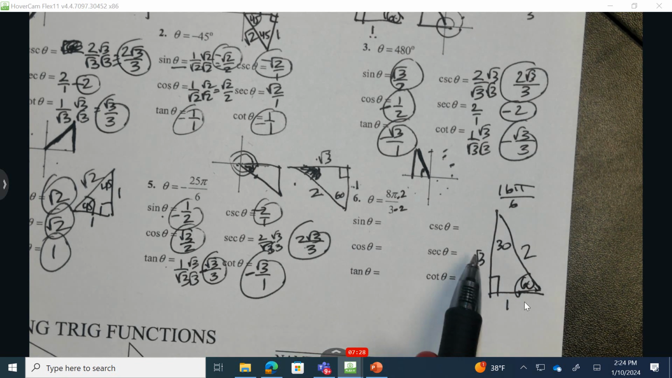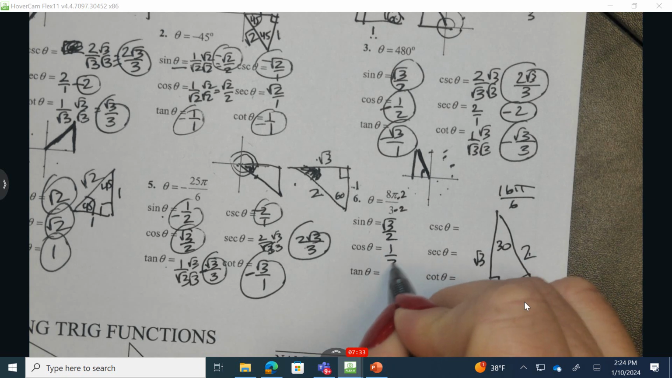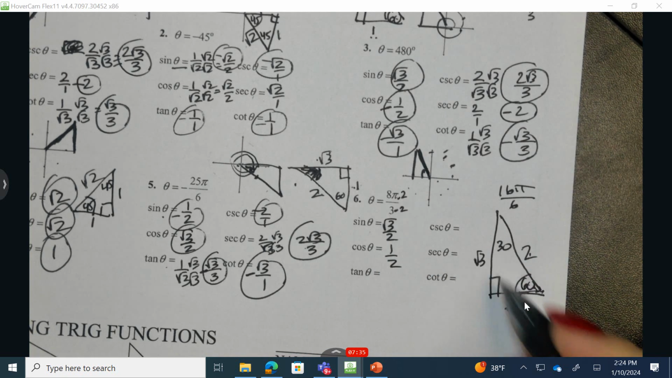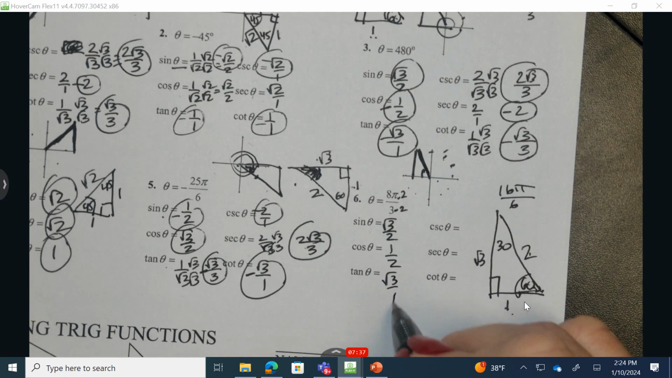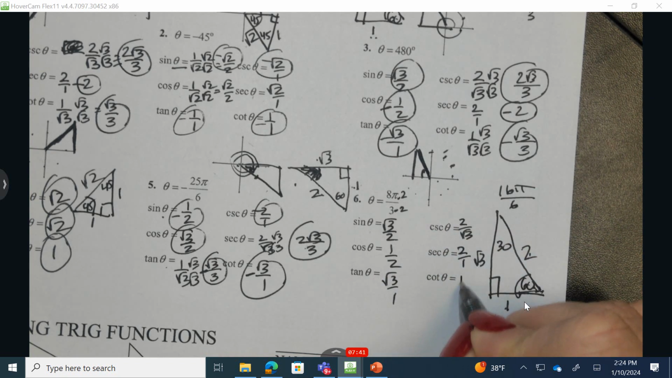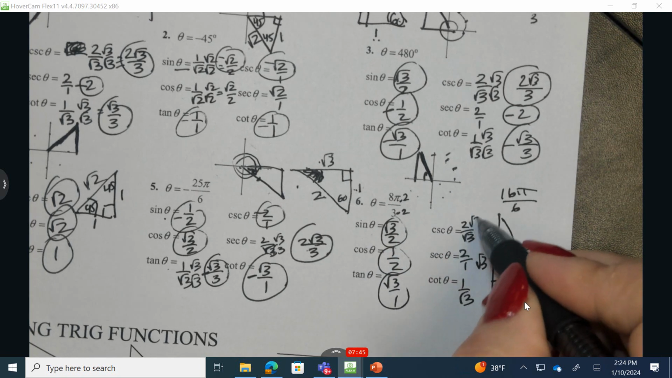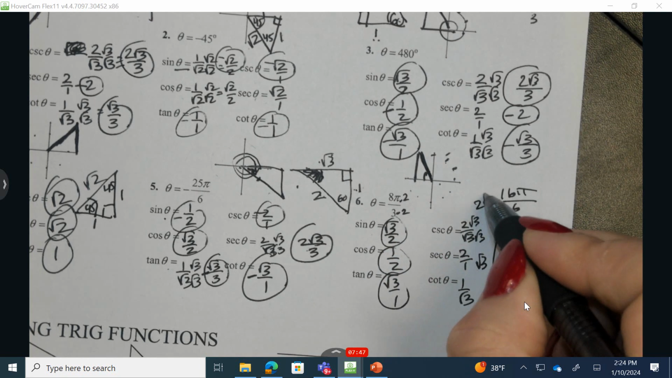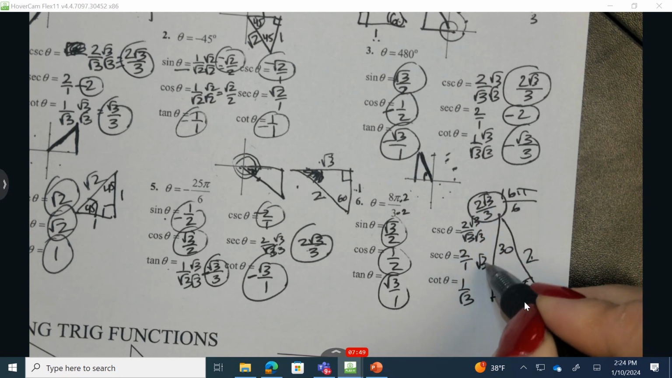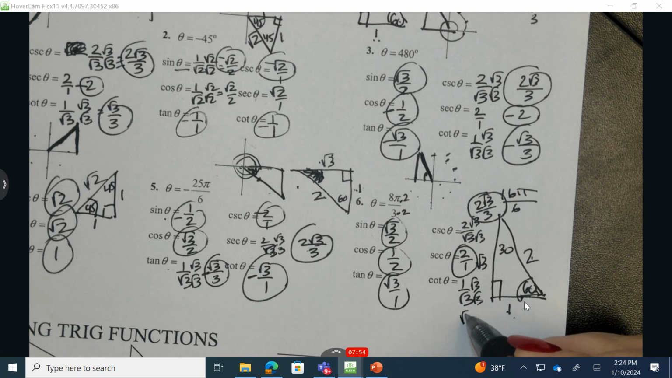So here the sine is going to be opposite over hypotenuse, radical 3 over 2. Cosine is 1 over 2. Tangent is just the ratio of opposite over adjacent, radical 3 over 1. Now let's flip them. 2 over radical 3, 2 over 1, and 1 over radical 3. All of these are in proper form. I do need to rewrite this as 2 radical 3 over 3. And that's fine, and this needs to be rewritten as radical 3 over 3.